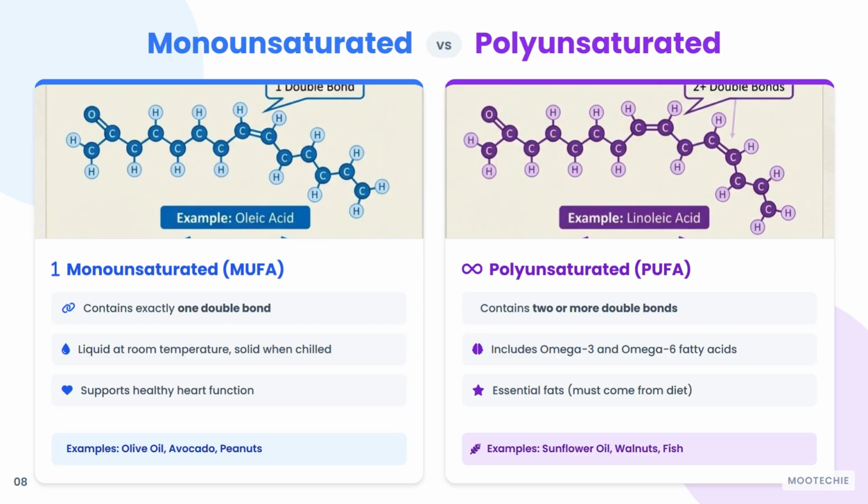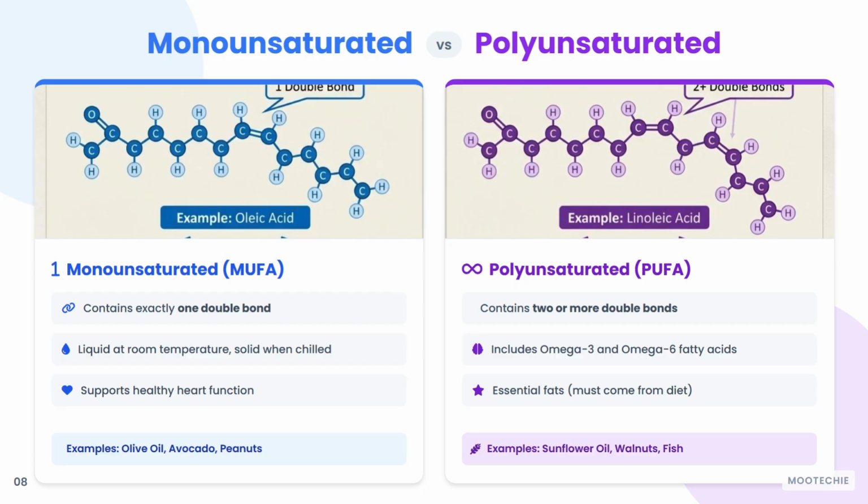Now, polyunsaturated fats, or PUFAs, these contain two or more double bonds. An example here is linoleic acid. This category includes the famous omega-3 and omega-6 fatty acids. These are essential fats, meaning our bodies can't make them, and we must get them from our diet.